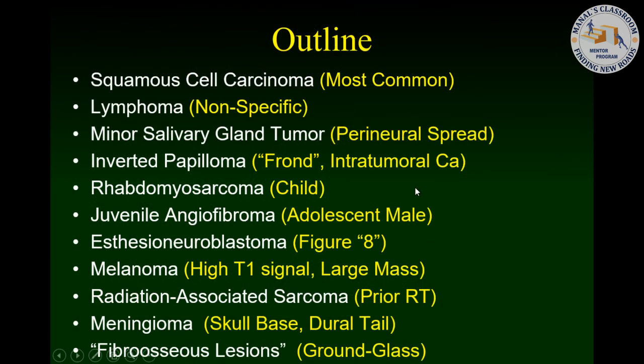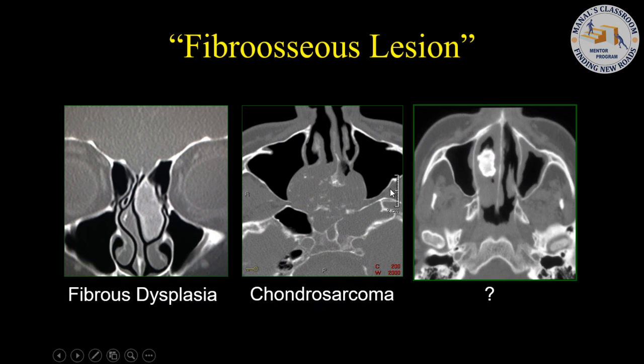So here's our outline so far. And the last thing that we'll talk about is this. Oh, I'm sorry about that. So here's an example of fibrous dysplasia involving the turbinate. This was an example of a chondrosarcoma. Again, I can't tell the difference here. And then I saw this lesion here. And there's an important lesson in this lesion here.